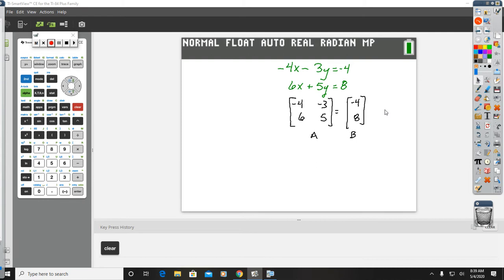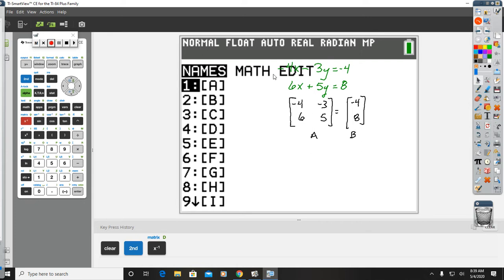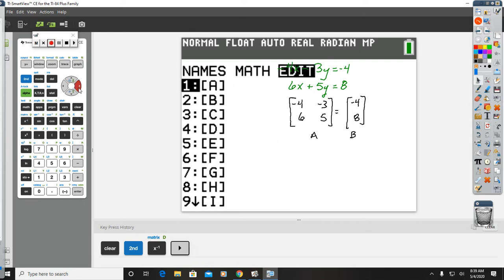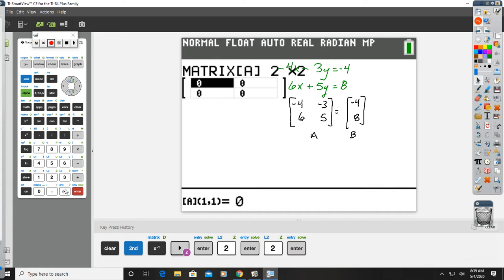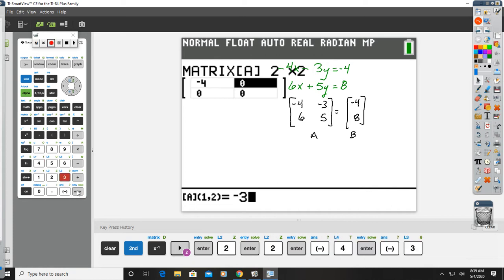Now I come to my calculator and hit second matrix, and it brings up that menu. Now I move over to edit, and I'm going to edit matrix A and make it a 2 by 2. Now I plug in those numbers: -4, -3, 6, 5.